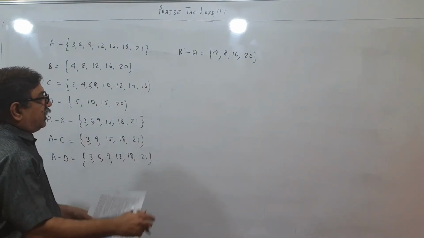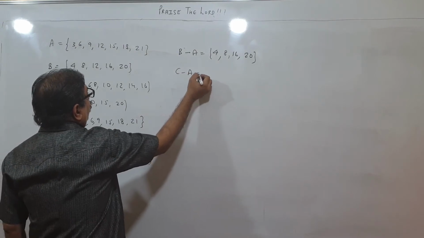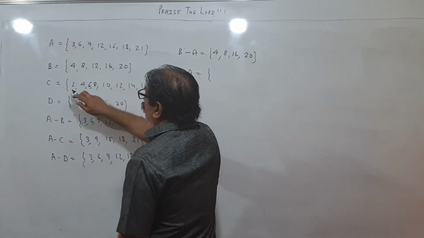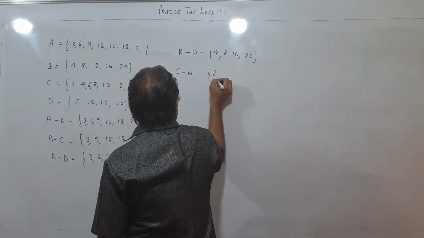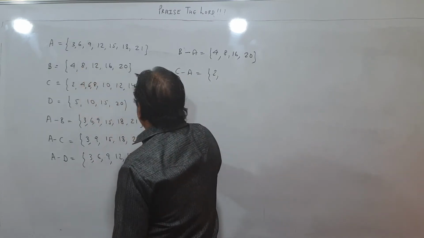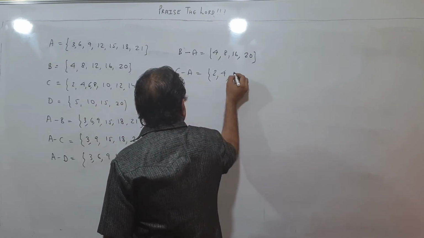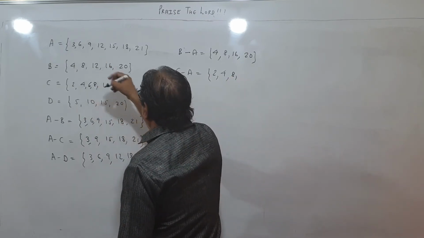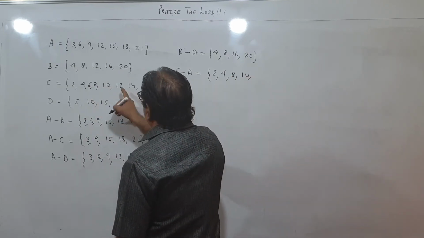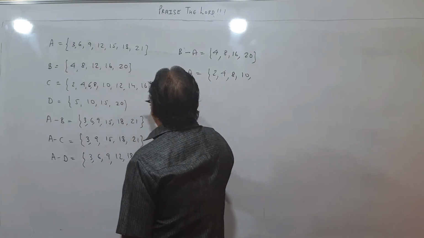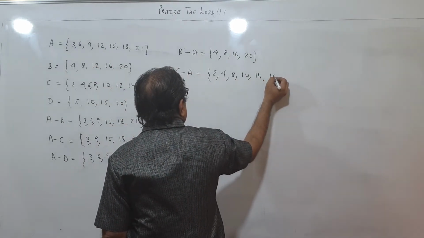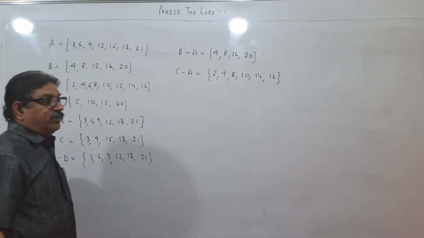Then C minus A. So 2 I can write because it is not there. 4 I can write. 6 is here, I cannot write. 8 I can write. 10 I can write. 12 I cannot write. 14 I can write. And 16 I can write. Like this, C minus A.